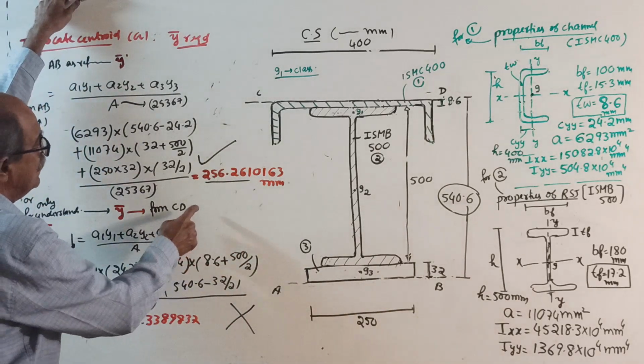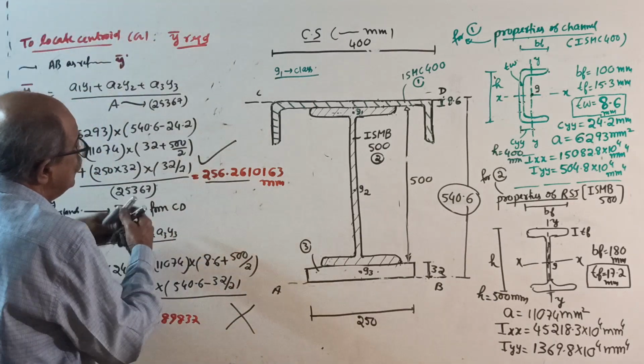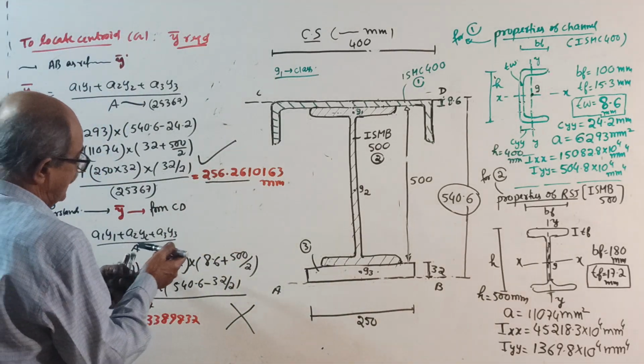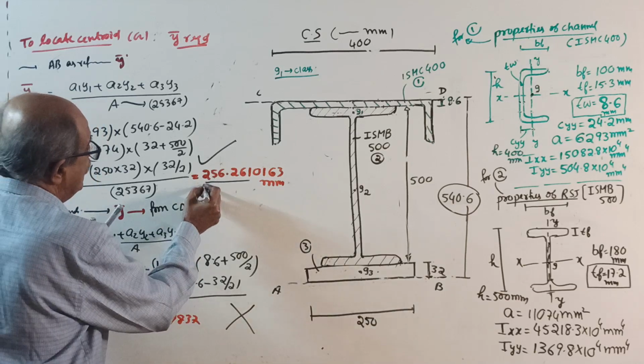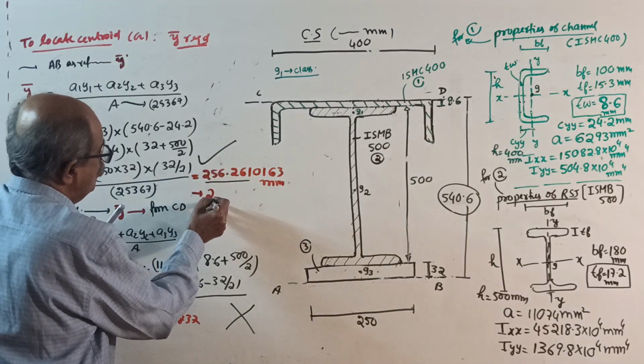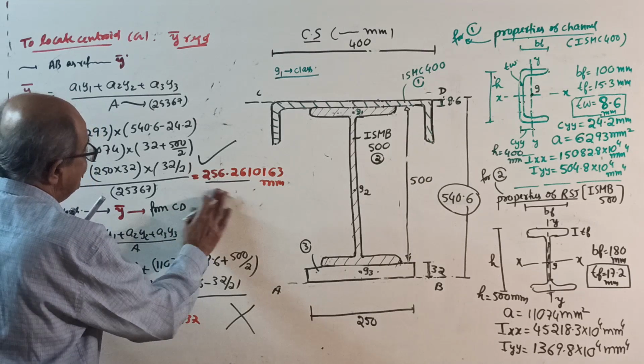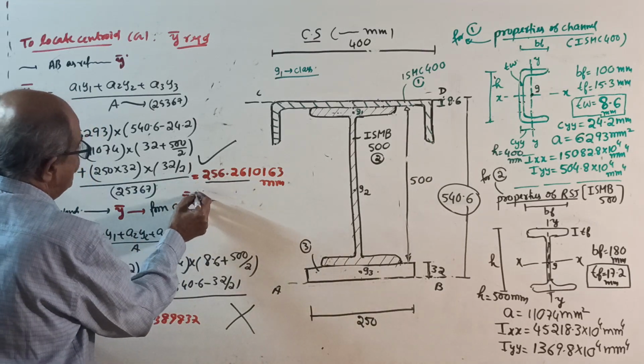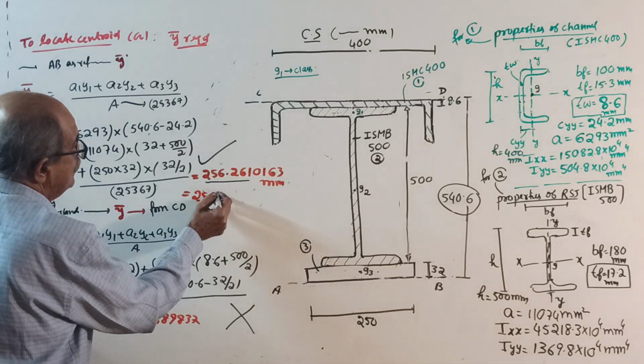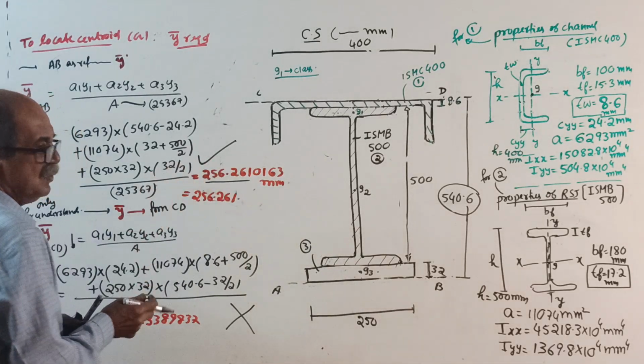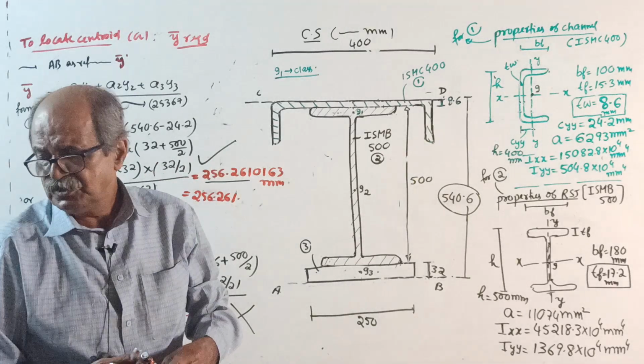So now I'll do one thing. From the bottom you got how much? 256.261. The third decimal is sufficient for me. I will take this as y bar, 256.261. Okay. You got the location of the centroid.